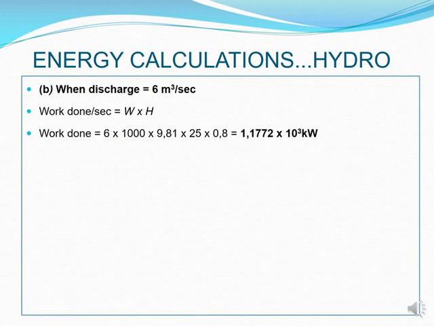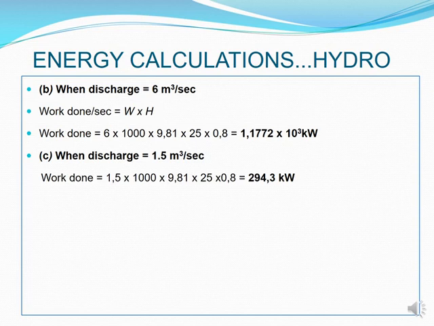Then when we are using the 6 cubic meters per second, you will now have your work done being your 6 times your 1,000, which will be your weight, and then your H being the 9.81 times the 25 times the 0.8, and that will give us 1,172 kilowatts.